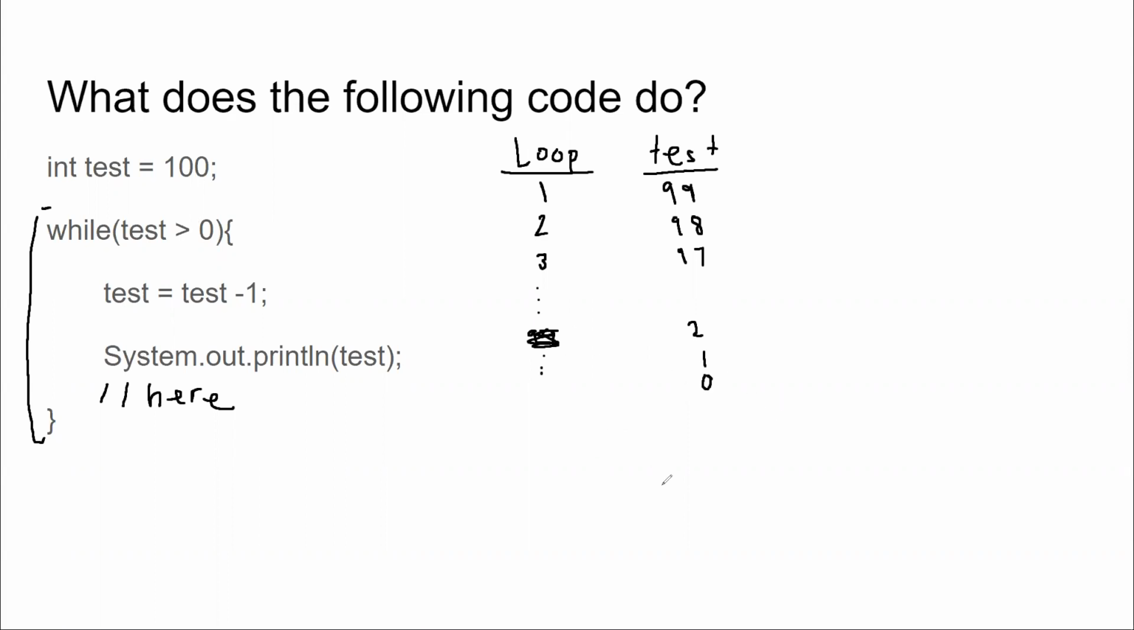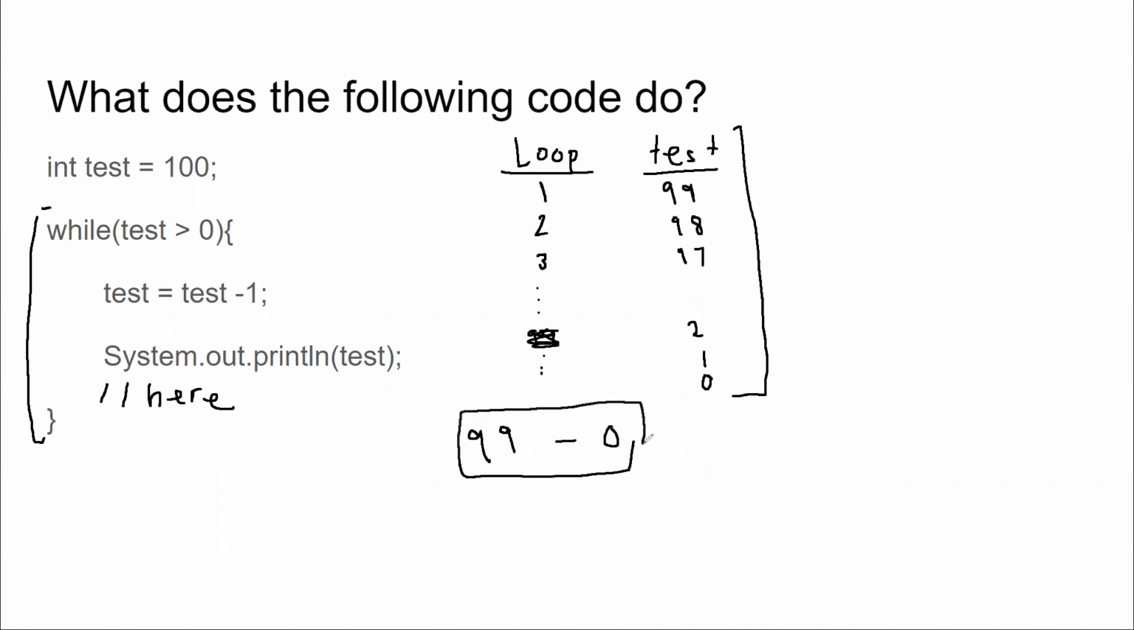You got that? So what our code in reality does, now that we can look at our tracing, is print all the values from 99 to 0 inclusive. That means it prints 99, 98, 97, down to 3, 2, 1, 0. So that is our final answer. Does anyone have any questions? So Danny, you got the idea that this will not run if test is 0 or less than 0, but you have to go a bit more in depth.